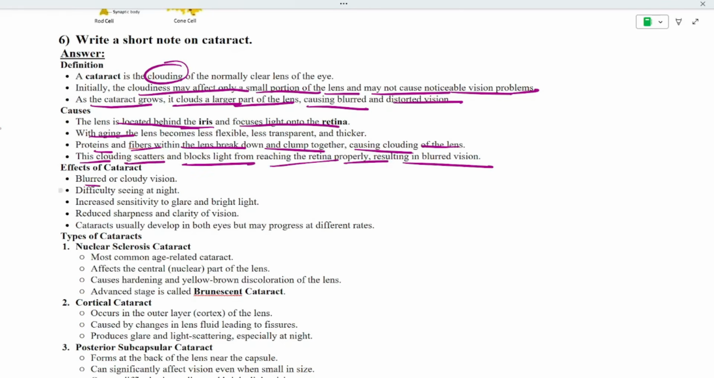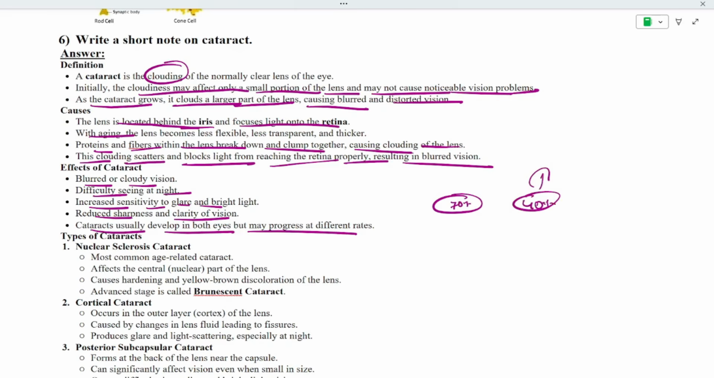What are the effects? Blurred or cloudy vision, difficulty seeing at night, increased sensitivity to glare and bright light, and reduced sharpness and clarity of vision. It usually develops in both eyes but may progress at different rates. It happens in two eyes: if one eye has 70%, the other may have 40%, but it will also increase gradually.